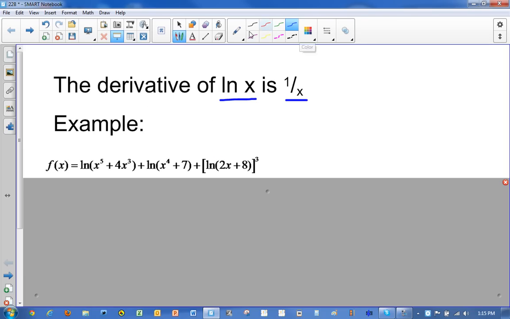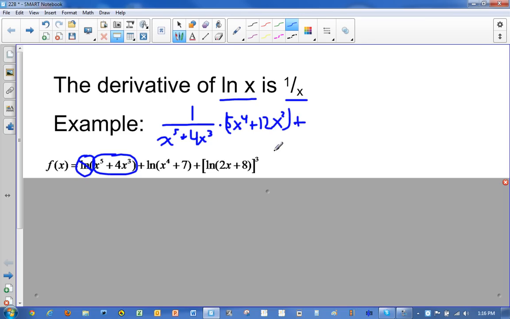So let's do this one step at a time. Let's start with this function. The derivative of the ln of something is 1 over that something, which is x to the 5th plus 4x cubed. That takes care of the ln part. And then the derivative of the x to the 5th plus 4x cubed is 5x to the 4th plus 12x squared. And let's just put that in parentheses.